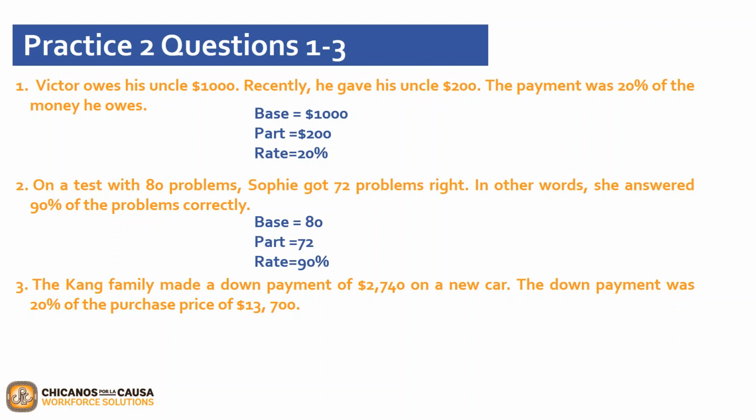Lastly, question 3 says, the Kang family made a down payment of $2,740 on a new car. The down payment was 20% of the purchase price of $13,700. For question 3, we will repeat the same process as questions 1 and 2. The base for this problem is $13,700, the purchase price of the new car. The part for this question is $2,740, the down payment made by the Kang family for the new car, and the rate for the third question is 20%.